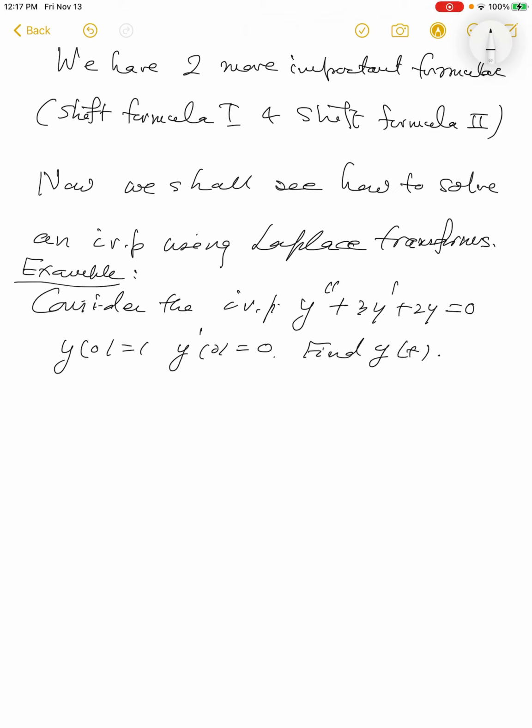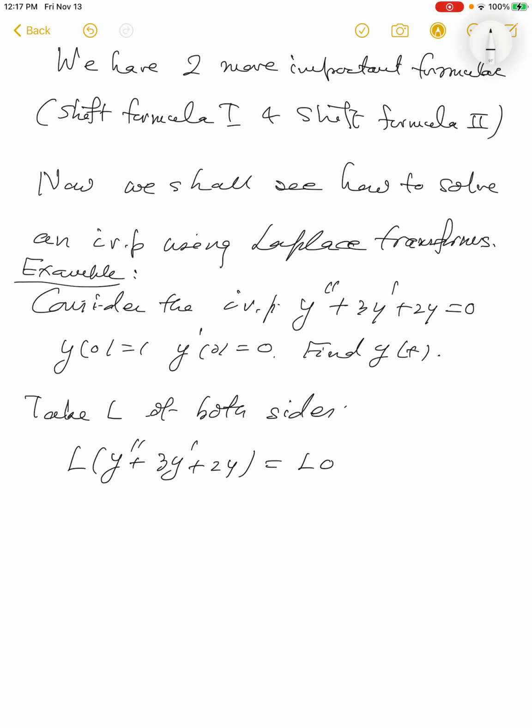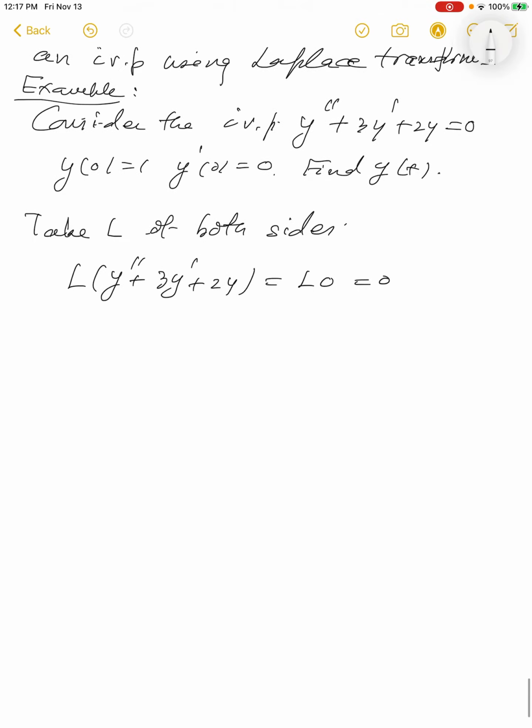So we start by taking Laplace transform of both sides. What do we get? We get L of y double prime plus 3y prime plus 2y equals L of 0. Y is a function, keep that in mind. Now I will recall a few things. Recall that L of 0 is 0. L of y prime, the Laplace transform of the derivative of the function, is s times L of y minus y of 0.